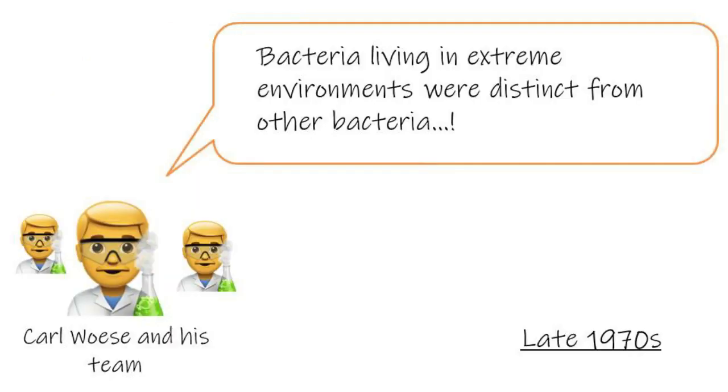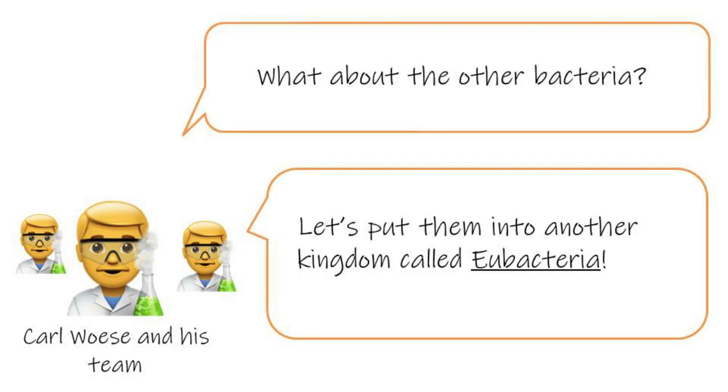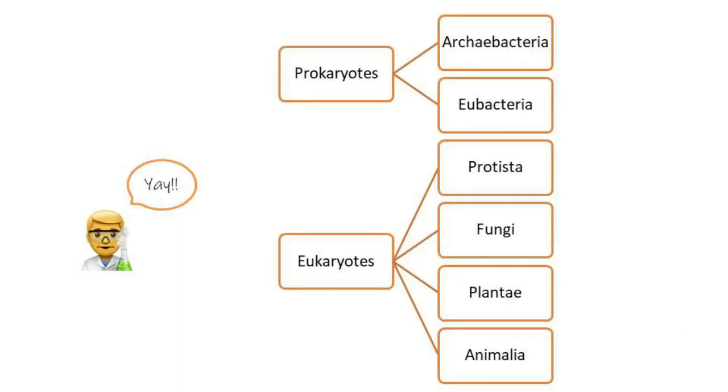In the late 1970s, Carl Woese and his team found that bacteria living in extreme environments, for example, hot springs, were distinct from other bacteria. They put these bacteria into a new kingdom called Archaebacteria. Other bacteria were then put into another kingdom called Eubacteria. These two kingdoms consist of prokaryotes, while the other four kingdoms consist of eukaryotes. A six-kingdom system was therefore established.